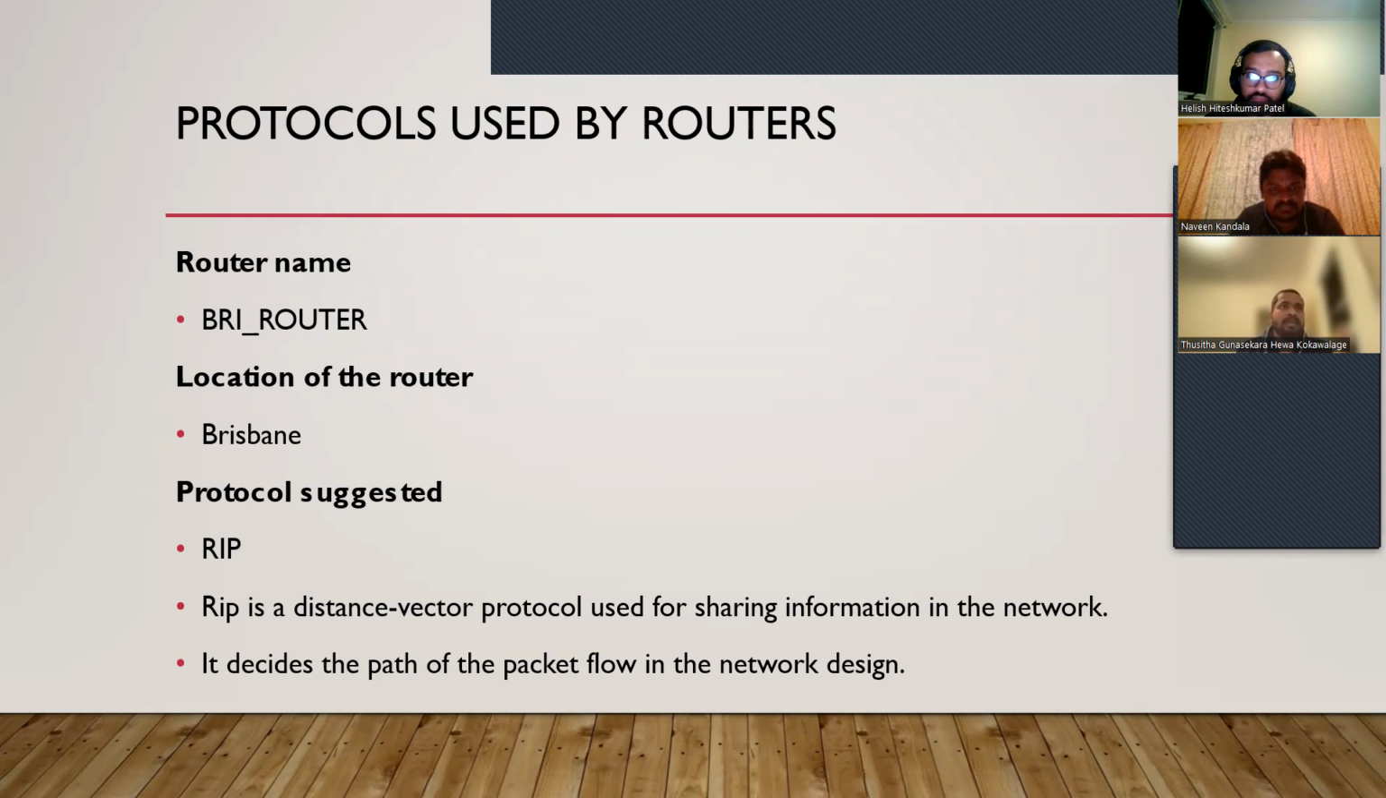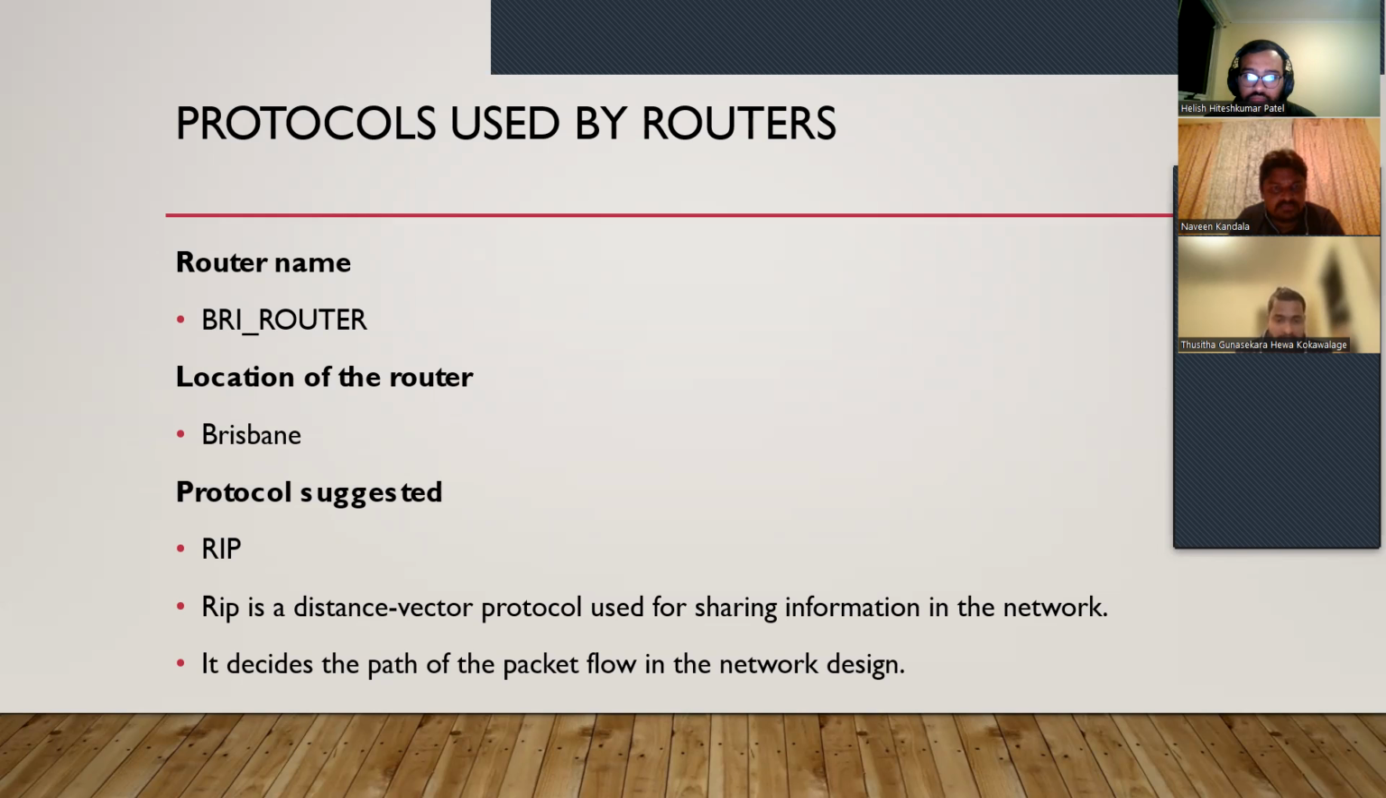Protocol used by routers. The router name is BRI router. The location of the router is Brisbane. The protocol suggested is RIP. RIP, meaning Routing Information Protocol, is a distance vector protocol that uses the hop count as the primary metric. The Routing Information Protocol defines how the router should share the information through the switches and the firewall in the local area network.